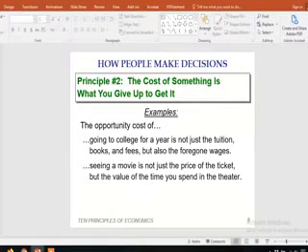For example, the opportunity cost of going to college for a year is not just the tuition fee, books and fees, but also the foregone wages. If you go for a master's, the same person in the market could be taking wages, but you are not because you are studying. That is also opportunity cost. Seeing a movie costs not just the price of the ticket but the value of the time you spend in the theater. This is the opportunity cost.